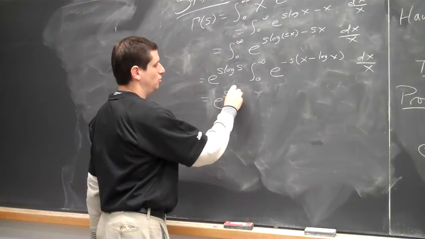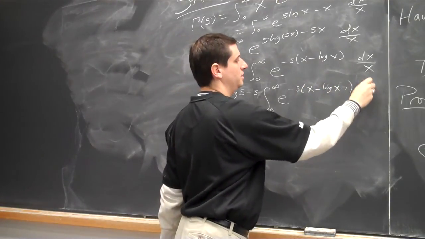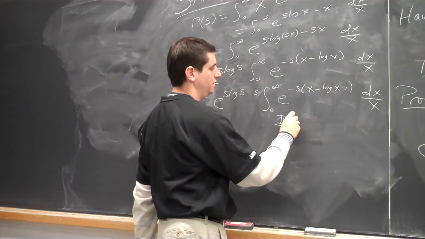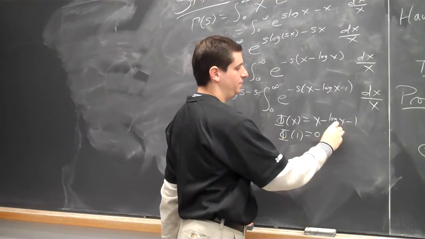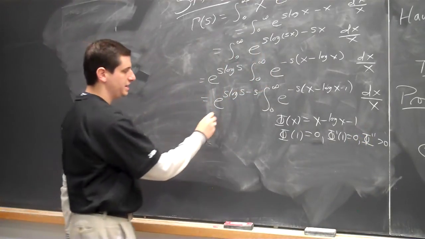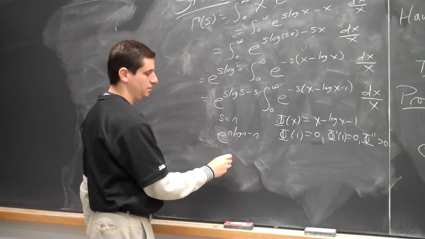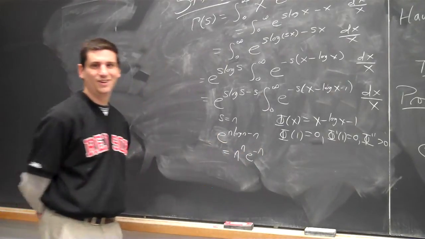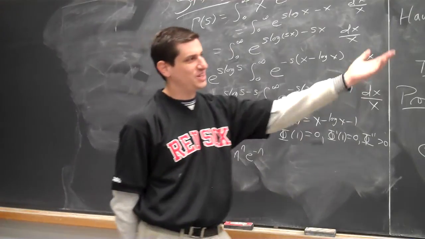So we get e to the s log s minus s, integral from 0 to infinity, e to the negative s times x minus log of x minus 1, dx over x. And now, if I take phi of x to be x minus log x minus 1, phi of 1 is 0, phi prime of 1 is 0, phi double prime is greater than 0. And if I take s equals n, I get e to the n log n minus n. e to the n log n is e to the log n to the n. This is just n to the n, e to the minus n, which looks a lot like the beginning of Stirling. What comes next is the square root of 2 pi n. And that's what you're going to get from the rest.